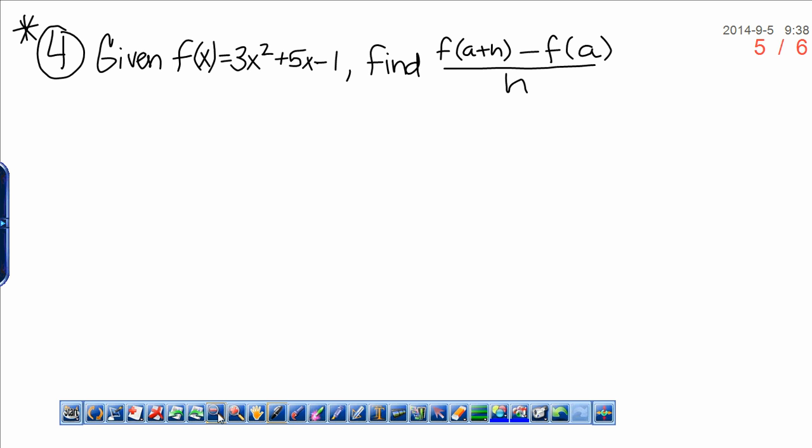I'm not going to tell you where this comes from, because that's what Mrs. Capetta will teach you. But all you have to know is once you know where this comes from, you just have to be able to plug stuff in, which is what we've been practicing. Okay, so let's do it. Here's our function, 3x squared plus 5x minus 1. We want to find f of a plus h minus f of a all over h. If you are at the bottom of your paper, I suggest flipping to the back. This will take us quite a few steps.